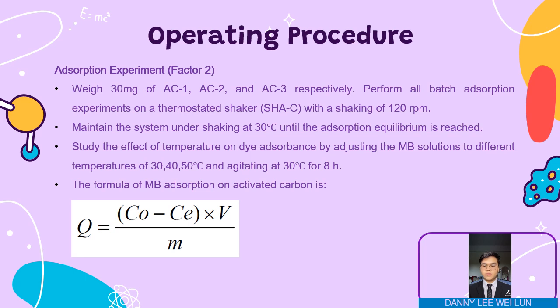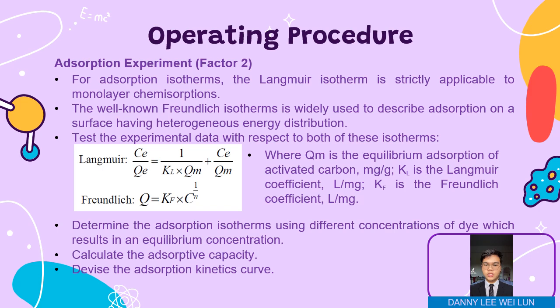The formula of MB adsorption on activated carbon is Q equals (C0 minus Ce) times V over M. For adsorption isotherms, the Langmuir isotherm is strictly applicable to monolayer chemisorption. The well-known Freundlich isotherm is widely used to describe adsorption on a surface having heterogeneous energy distribution. Test the experimental data with respect to both of these isotherms in the following formulas, where Qm is the equilibrium adsorption of activated carbon, mg per g, KL is the Langmuir coefficient, L per mg, and Kf is the Freundlich coefficient, L per mg.